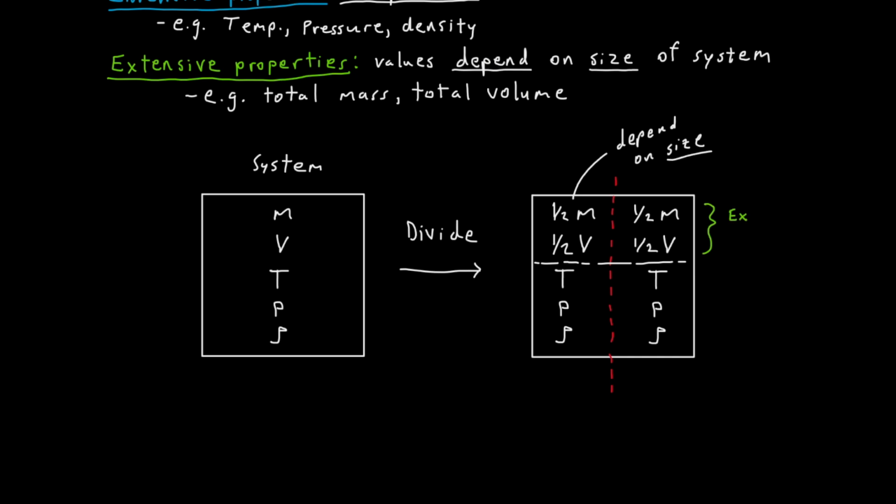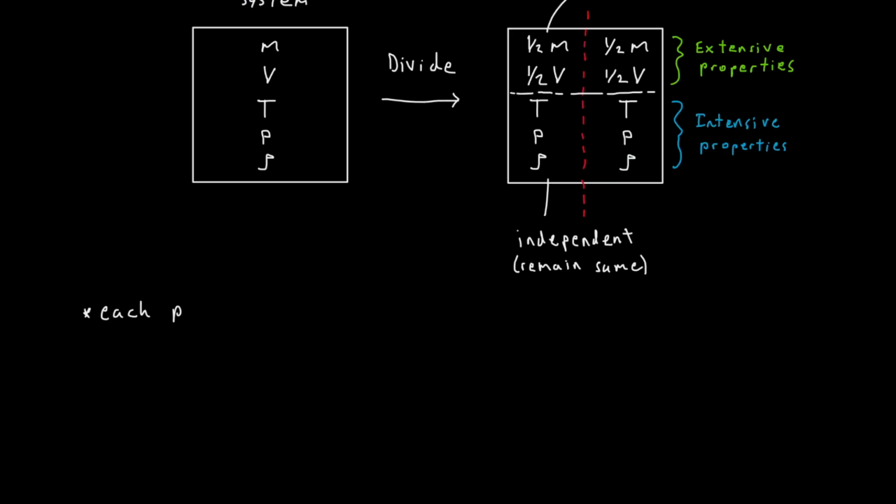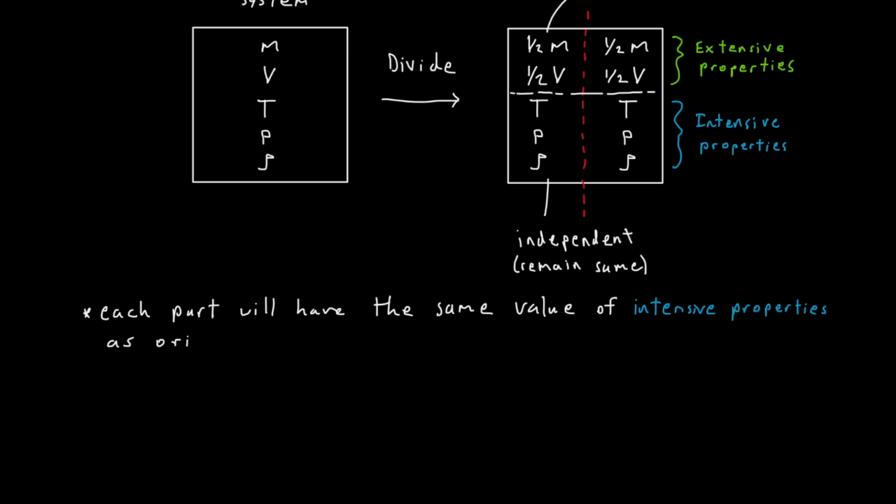So the two properties on top are of course our extensive properties, mass and volume. And then the properties down below are unaffected by the change in the system because they are independent of the mass of the system. So these are the intensive properties in the system. And so a key takeaway is that each part of the split system will have the same value of intensive properties as the original system, but half the value of extensive properties.